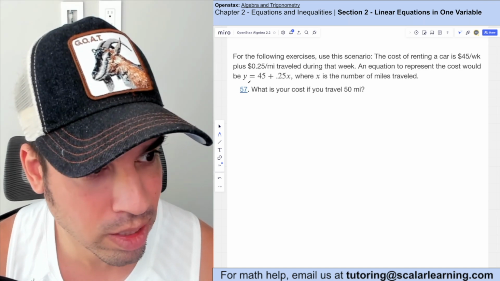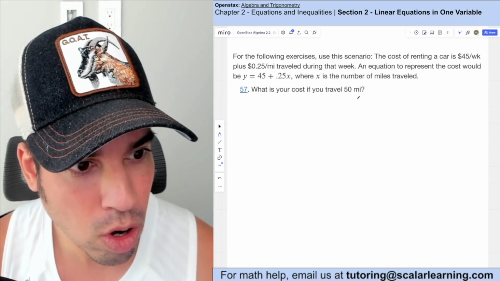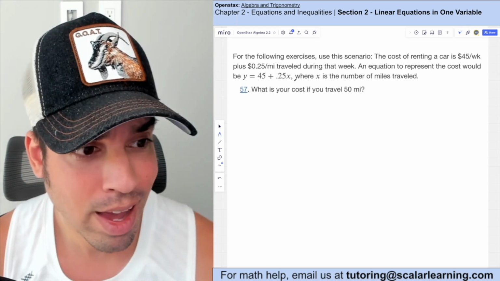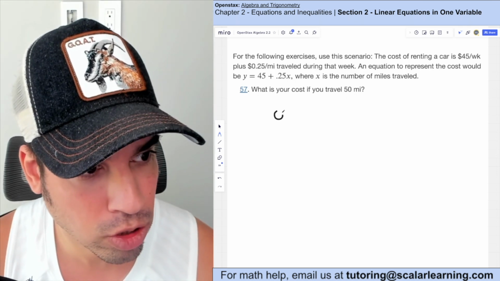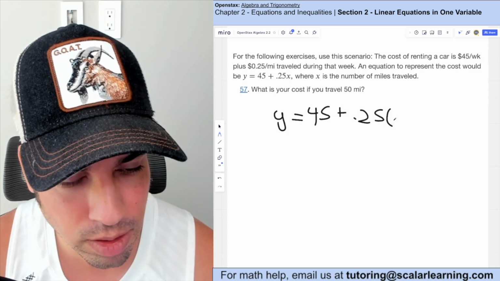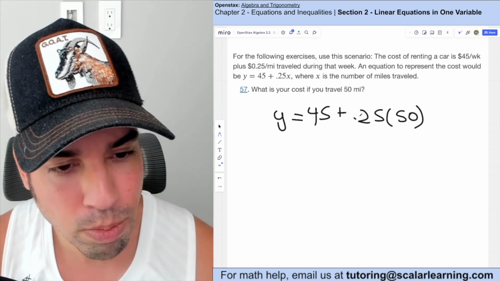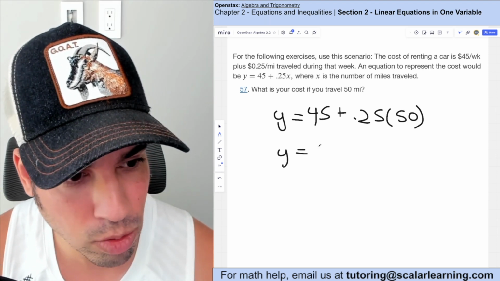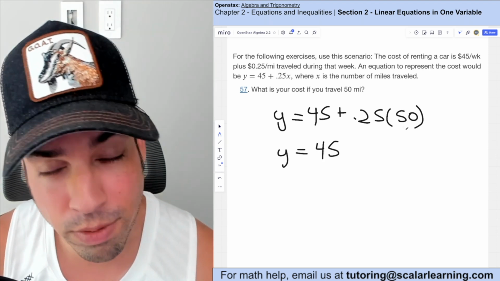The cost of renting a car is $45 per week plus 25 cents per mile traveled during the week. An equation to represent it is this. What is your cost if you travel 50 miles? So X represents miles. I just plug and chug. So I got Y equals 45 plus 0.25 times 50. So 0.25 times 50, that's almost like the same as saying what is 1/4 of 50.